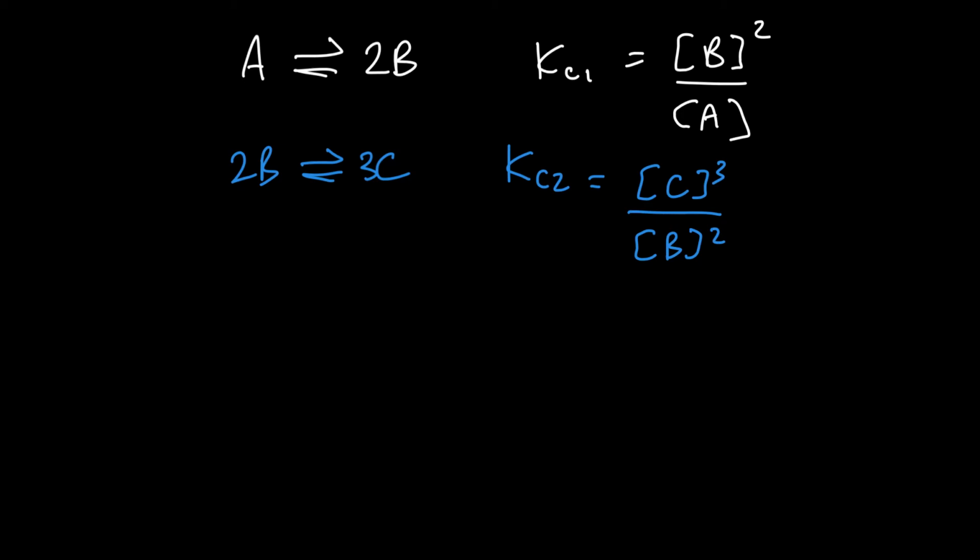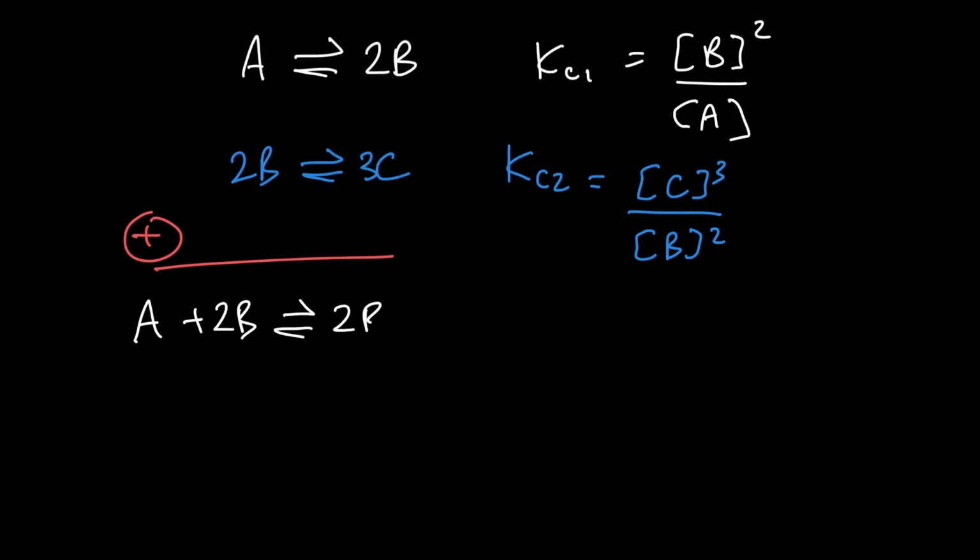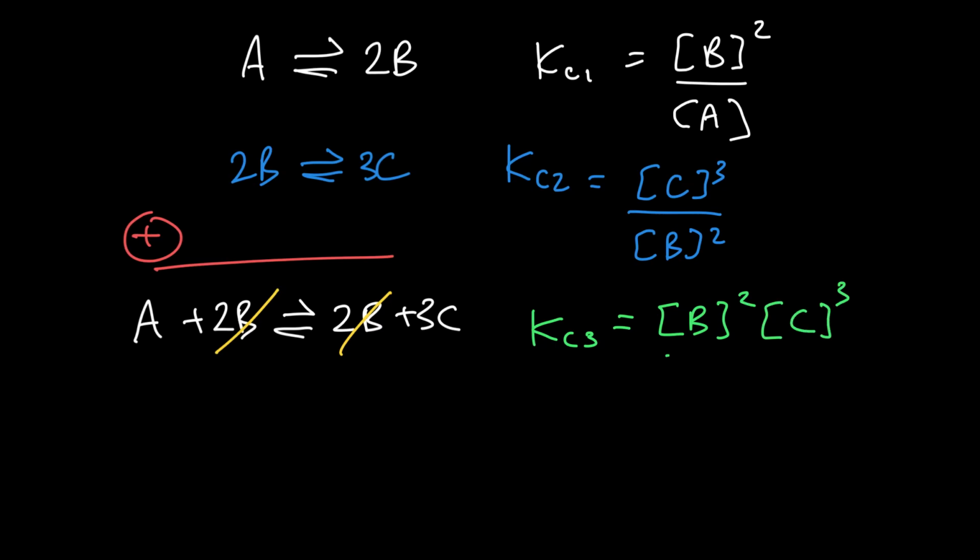Now we're going to go ahead and add these together. So the third rule is what happens when you add the equations together. When you add them up, you're going to have A and 2B in equilibrium with 2B and 3C. And just like we did in the first semester, whenever we've got things on the left and the right, we can cancel out and we can write the equilibrium constant for it. So we'll write that in green, why not? The equilibrium constant, Kc3, is equal to the concentration of B squared times C cubed divided by the concentration of A times B squared.